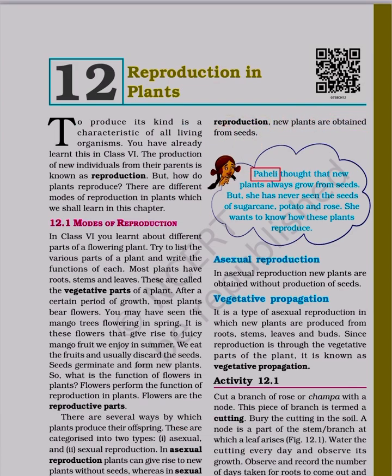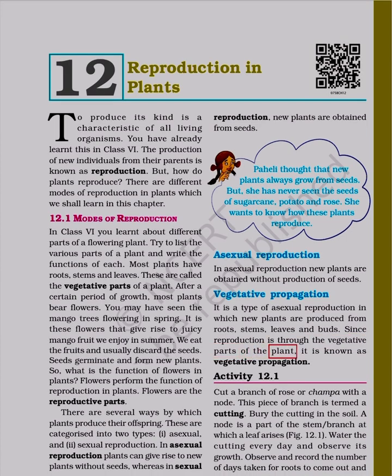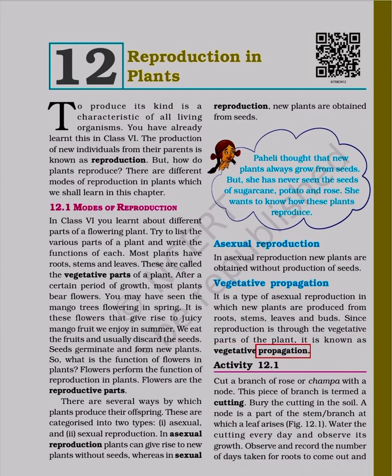from seeds. Paley thought that new plants always grow from seeds. But, she has never seen the seeds of sugarcane, potato and rose. She wants to know how these plants reproduce. Asexual reproduction. In asexual reproduction, new plants are obtained without production of seeds. Vegetative propagation. It is a type of asexual reproduction in which new plants are produced from roots, stems, leaves and buds. Since reproduction is through the vegetative parts of the plant, it is known as vegetative propagation.